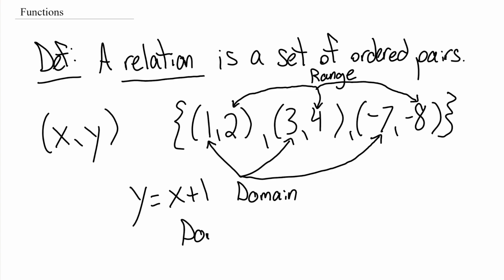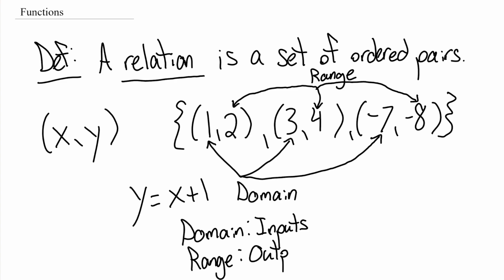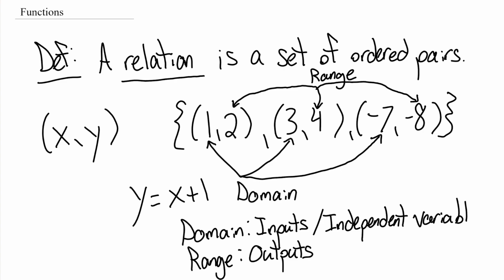So let's write down: domain is the inputs, and the range is the outputs. Now another name for the inputs is the independent variable, and the outputs then would be known as the dependent variables.